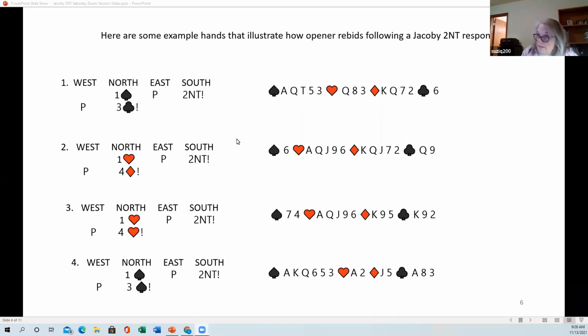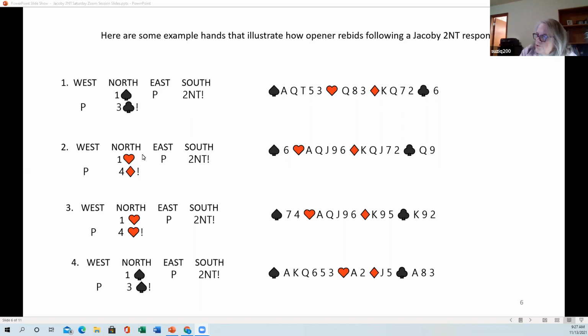So here are some example hands following a Jacoby 2 no trump response. With this hand right here, this is the opener's hand. North's hand, 1 spade, 2 no trump by his partner. Notice he has more than a dead minimum, and he shows his club shortness by bidding 3 clubs. 2 no trump is alertable, 3 clubs is alertable here.